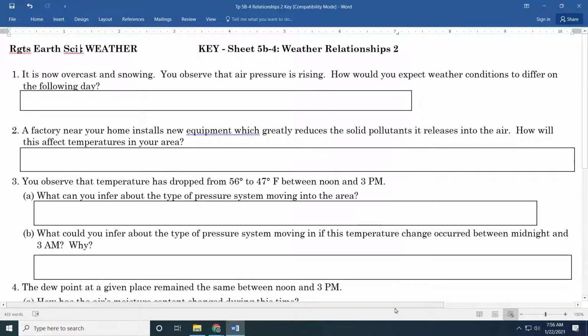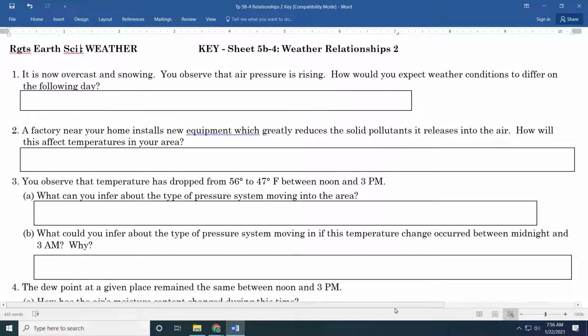Let's go over sheet 5B-4, last of the regular worksheets for the topic. Still have a review sheet to do in the packet, but we're almost there. All right, so this one definitely steps it up a notch. You really have to understand the basic relationships as far as temperature and pressure and dew point, how they all relate to each other. So if you struggled a little bit on this one, I understand. Just listen close and hopefully when I explain it, it makes more sense.